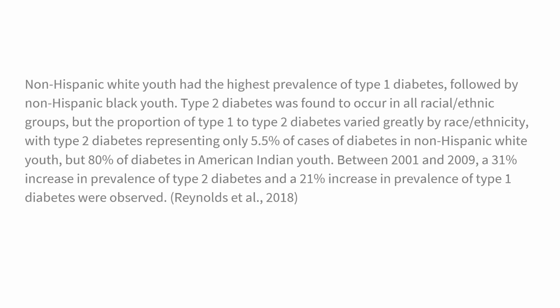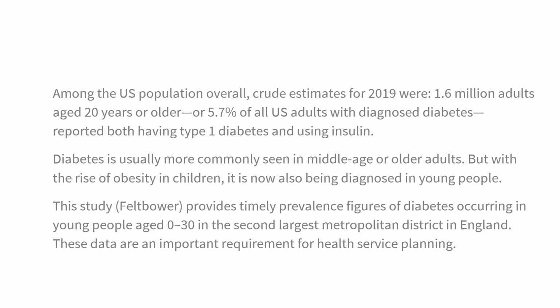Between 2001 and 2009, a 31% increase in prevalence of type 2 diabetes and a 21% increase in prevalence of type 1 diabetes were observed. Among the US population overall, crude estimates for 2019 were 1.6 million adults aged 20 years or older, or 5.7% of all US adults with diagnosed diabetes, reported both having type 1 diabetes and using insulin.